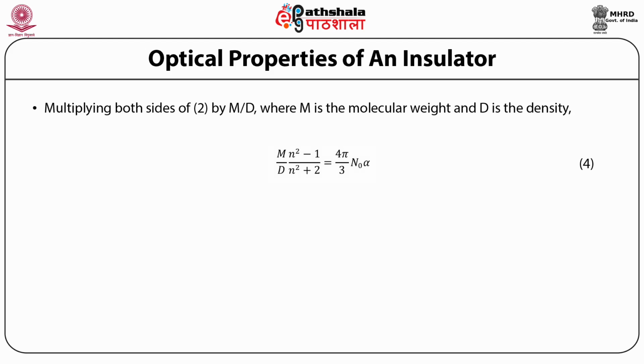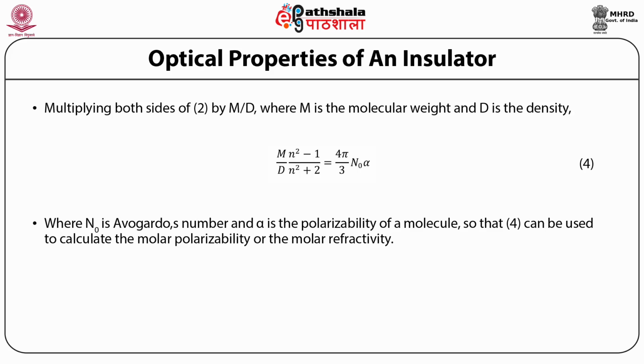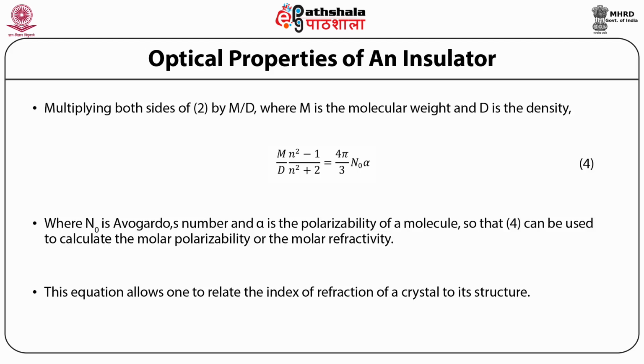Multiplying both sides of 2 by M by d, where M is the molecular weight and d is the density, M by d into n squared minus 1 by n squared plus 2 is equal to 4 pi by 3 into N0 into alpha, where N0 is Avogadro's number and alpha is the polarizability of a molecule, so that equation 4 can be used to calculate the molar polarizability or the molar refractivity. This equation allows one to relate the index of refraction of a crystal to its structure.